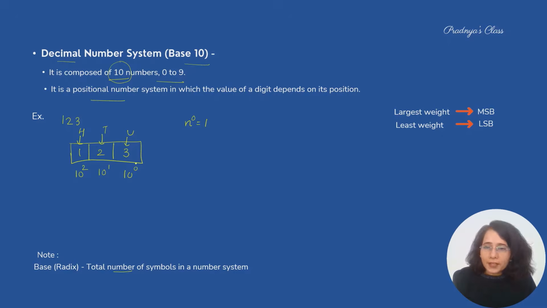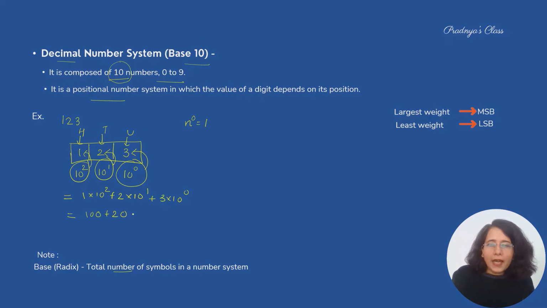Now to calculate the number, we just multiply these positions with the respective digits and then add them up. So it will be 1 into 10 raised to power 2 plus 2 into 10 raised to power 1 plus 3 into 10 raised to power 0. So 10 raised to power 2 is 100, 2 into 10 is 20, and 3 into 1 is 3. So we got the answer 123. You can see we got the same number.